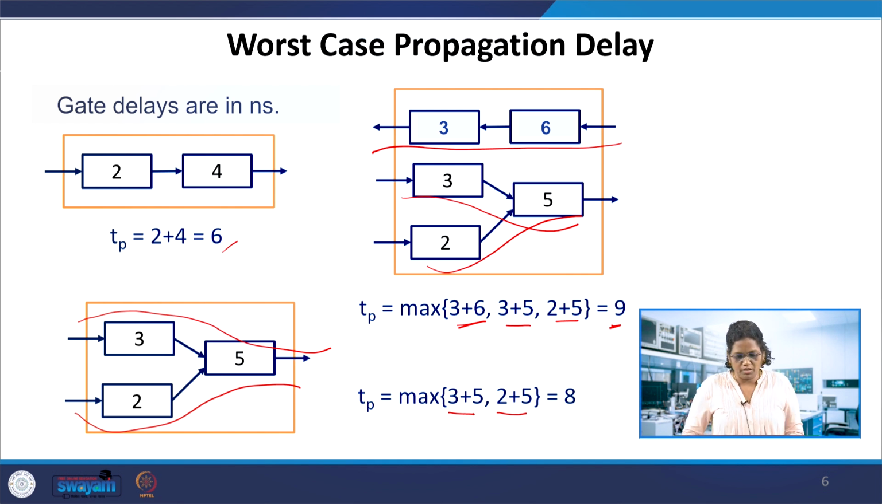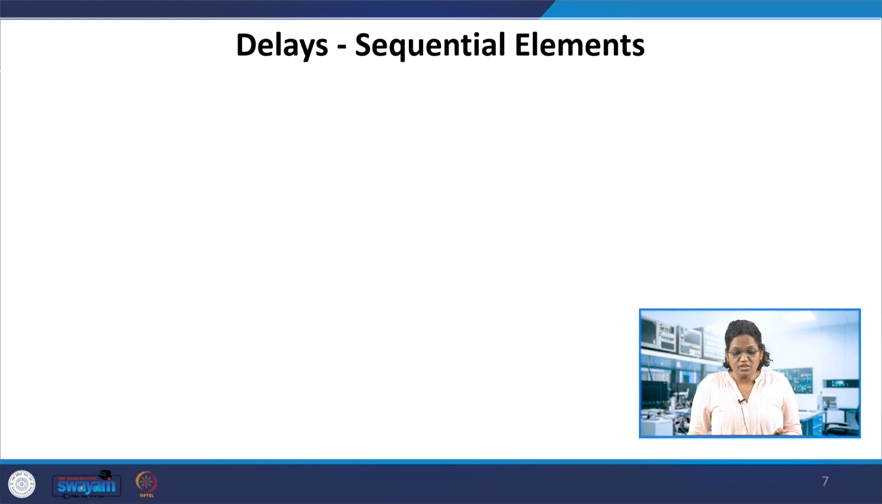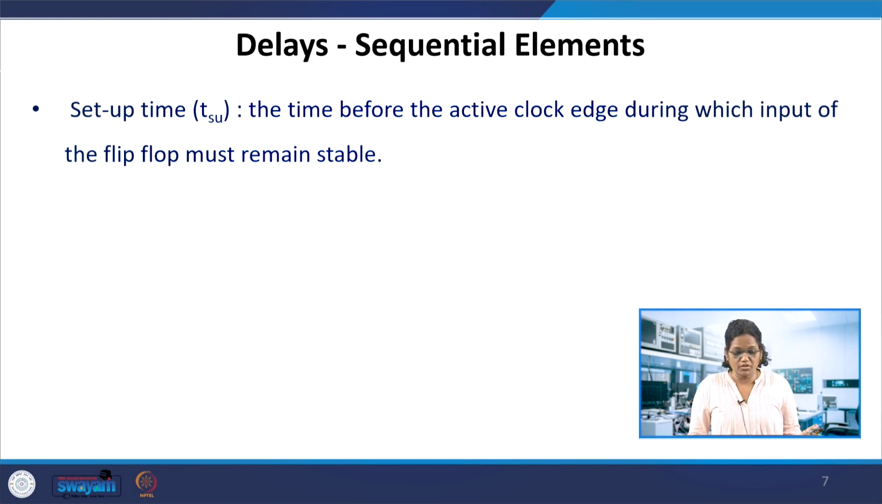So the worst case propagation delay is the maximum delay involved in a path between input and output. These are combinational ones. Whereas for sequential elements, the delays play an important role, and the delays pertaining to sequential elements are different from those of combinational circuits.